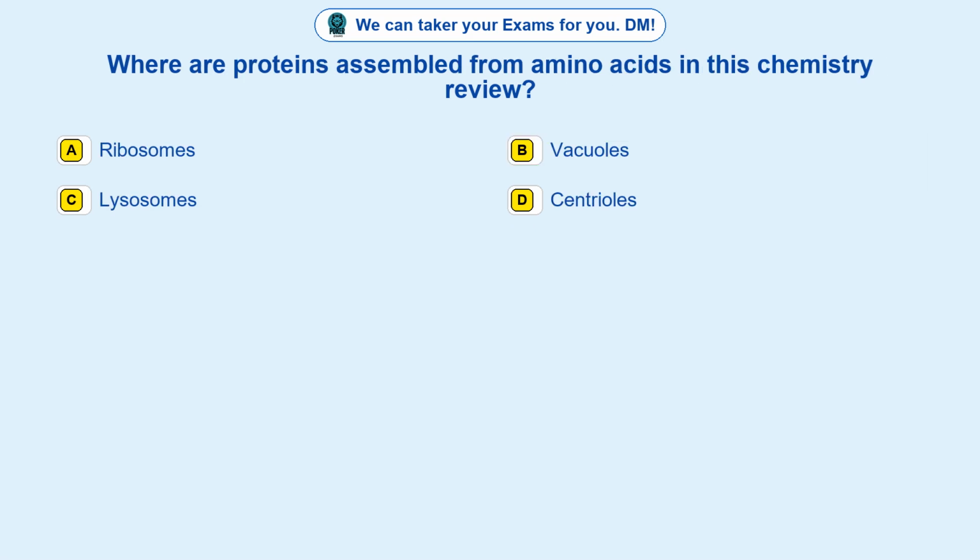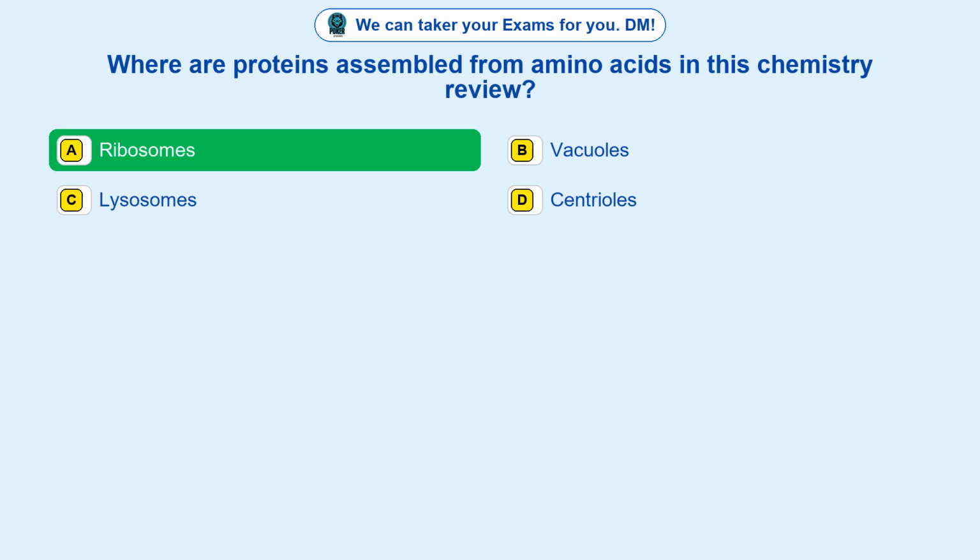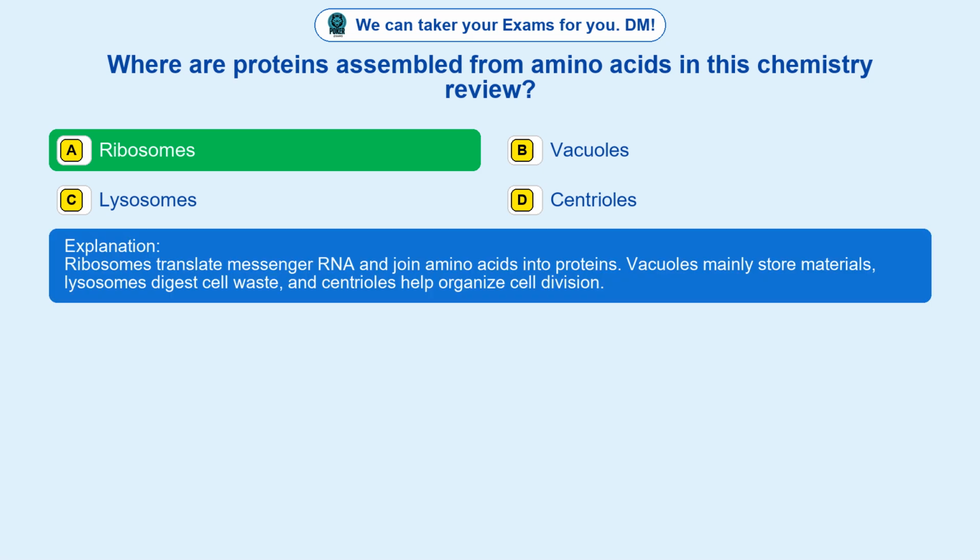Question 9. Where are proteins assembled from amino acids in this chemistry review? Option A, ribosomes. Option B, vacuoles. Option C, lysosomes. Option D, centrioles. The correct answer is option A, ribosomes. Ribosomes translate messenger RNA and join amino acids into proteins. Vacuoles mainly store materials, lysosomes digest cell waste, and centrioles help organize cell division.